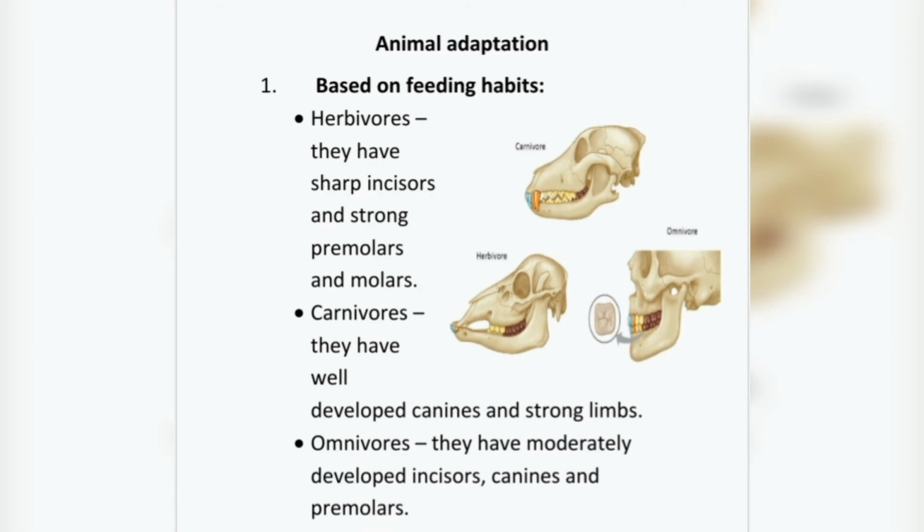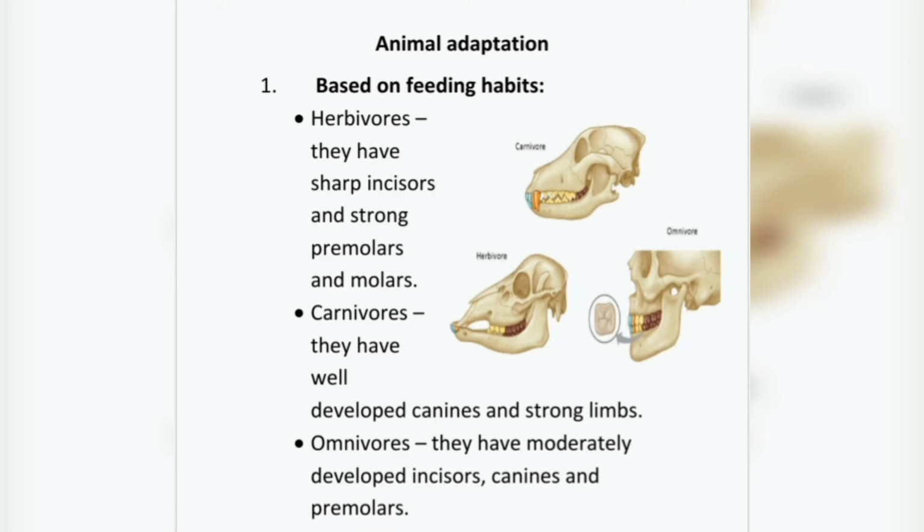They have sharp incisors for biting and pulling out plant parts and strong premolars and molars to grind it. They have hooves on their feet which help them to walk on different surfaces. Carnivores. The animals that eat the flesh of other animals are called carnivores. Some examples of carnivores are lion, tiger, cat, and wolf. They have well-developed canines for tearing flesh. They have strong limbs and sharp claws for killing other animals. Carnivorous birds such as eagles have hooked beaks to tear the flesh.